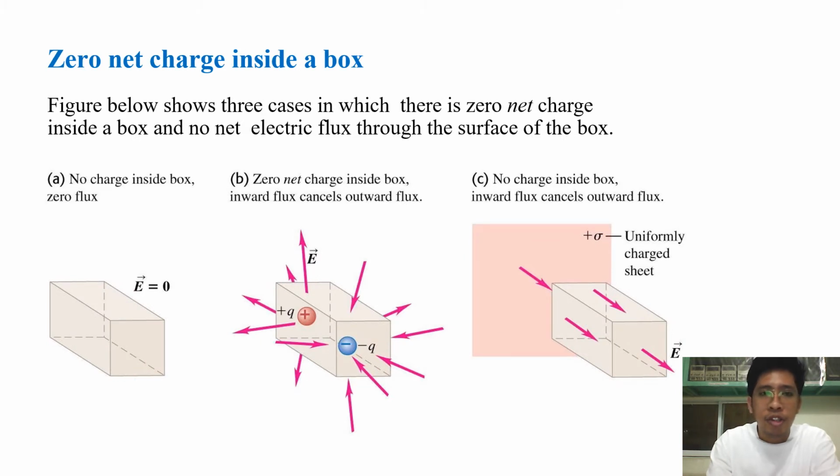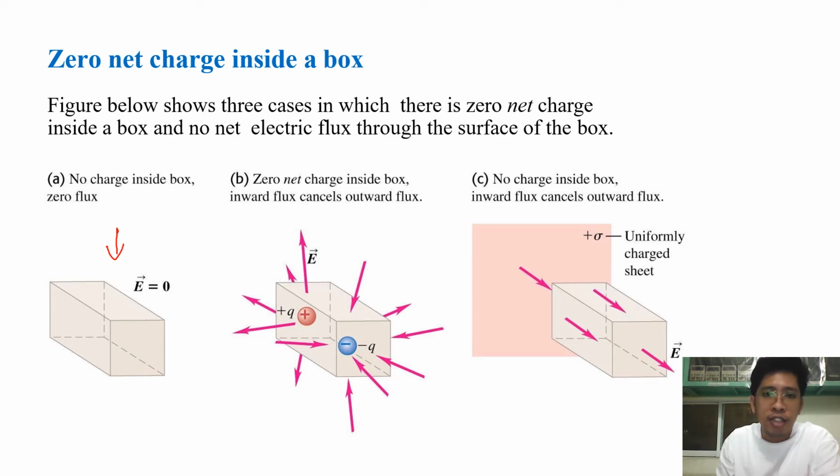What about a zero net charge inside the box? What if we place a test charge here, and then your test charge does not experience some force? Does that really mean that there is no charge inside? Okay, so it's not always the case. So there are three cases in which there is a zero net charge inside the box and no net electric flux through the surface of the box. The first is there is really no charge inside the box. This one here, there's no charge here. So of course, there will be no flux for this box because there is no charge inside.